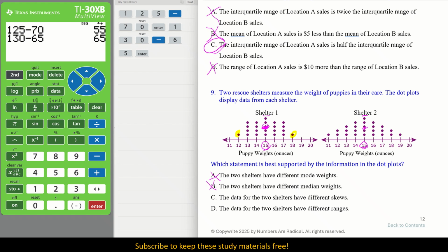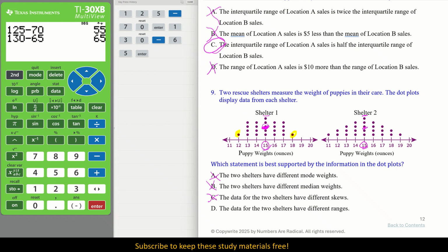The data of the two shelters have different skews. Well, they're not either one. They're not skewed to the left or skewed to the right. They are symmetric. So that being said, they don't have different skews. They're both symmetric. So I disagree with that. Cross our fingers, we're left with D.